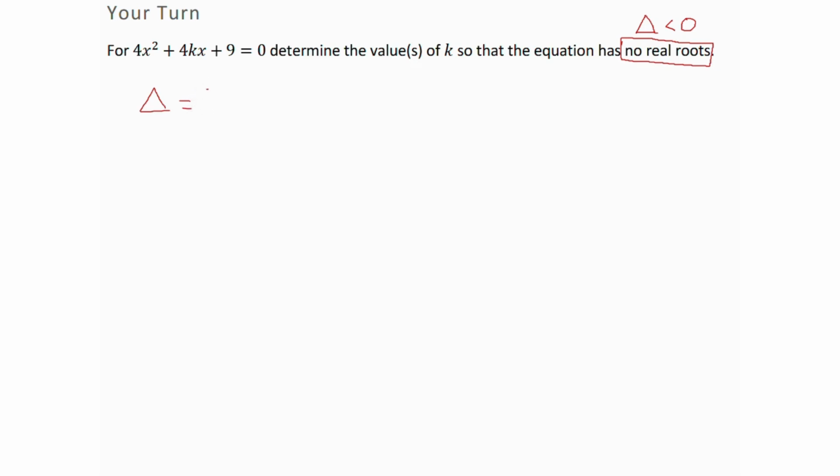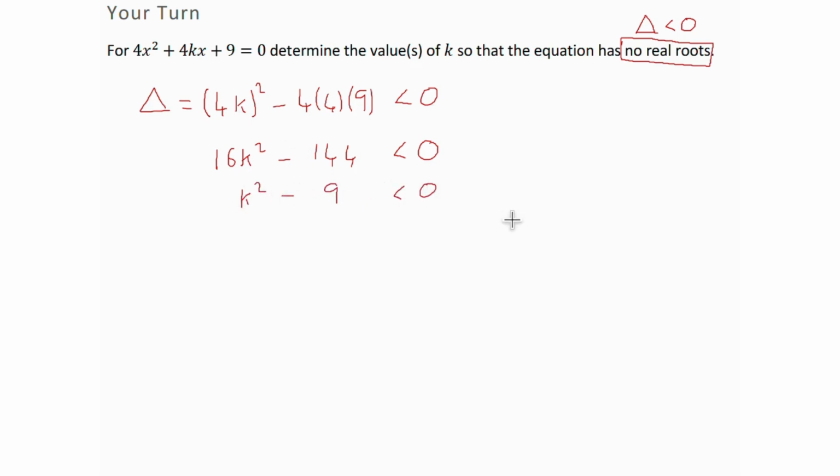Our discriminant is b squared. B in this case is 4k, minus 4 times a, which is 4, times c, which is 9. And we know that is less than 0. Expanding this, we get 16k squared minus 144 is less than 0, which we can divide through by 16 to get k squared minus 9 is less than 0.